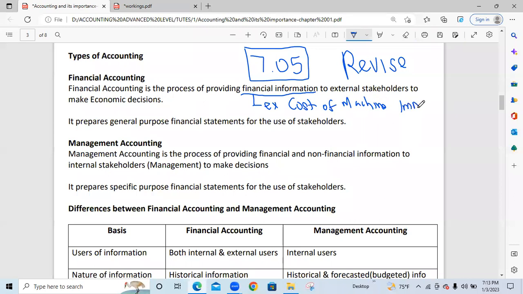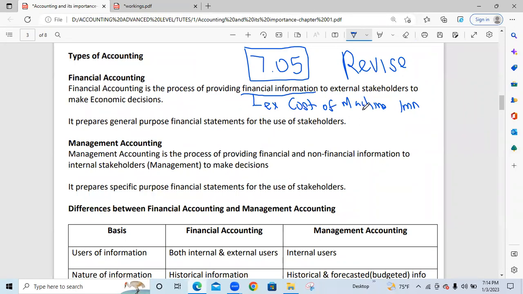So when it comes to financial accounting, what information will you provide? Financial information, which you can measure in terms of money. To whom are you providing it? Internal people or external? External. You will provide it to outsiders so that they can make decisions.